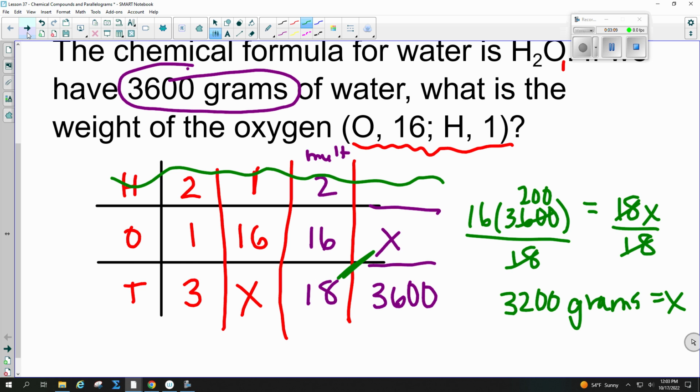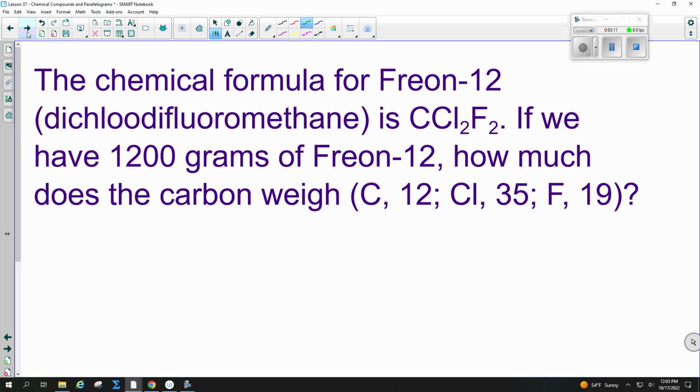Let's try one more. Do we get marked off points if we don't do the box?